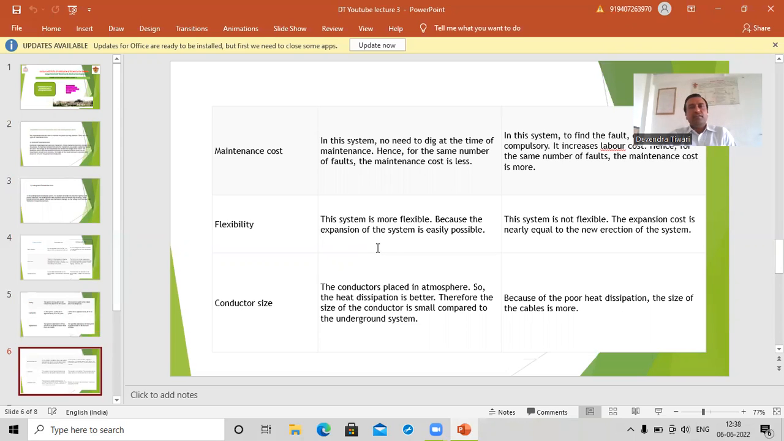Digging is compulsory. That means it increases labor cost for repairing or maintaining, or we can say for tracing the same number of faults. The maintenance cost is more here.